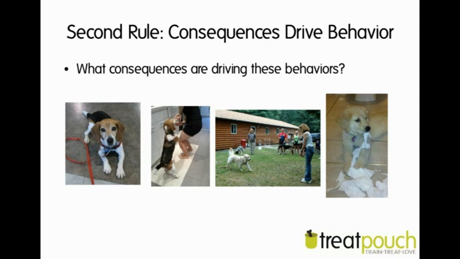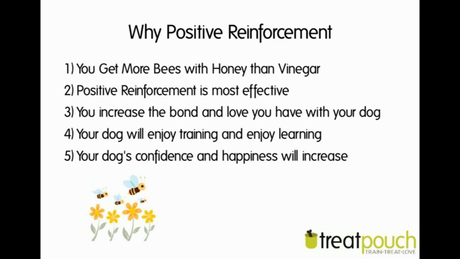Good consequences increase behavior. Two of the behaviors we've listed here are undesirable, and two are desirable, but all four are occurring because of good consequences. Providing good consequences to increase desired behavior is at the heart of positive reinforcement training. The old saying, "You get more bees with honey," is absolutely true. Positive reinforcement is the most effective way to teach your dog to do desirable behaviors.